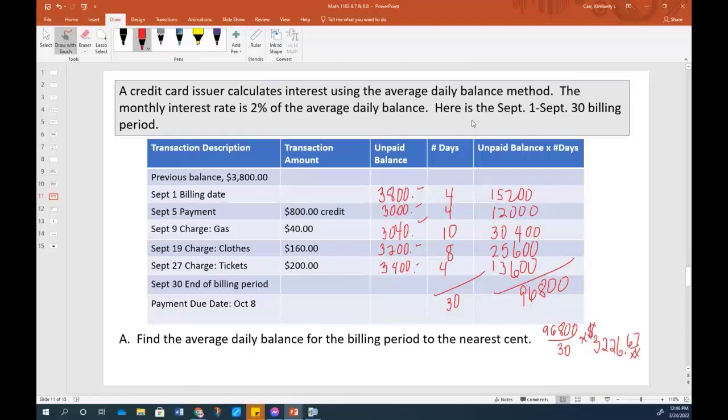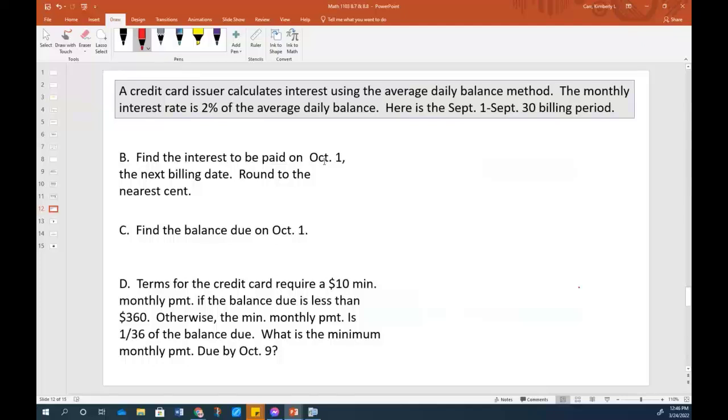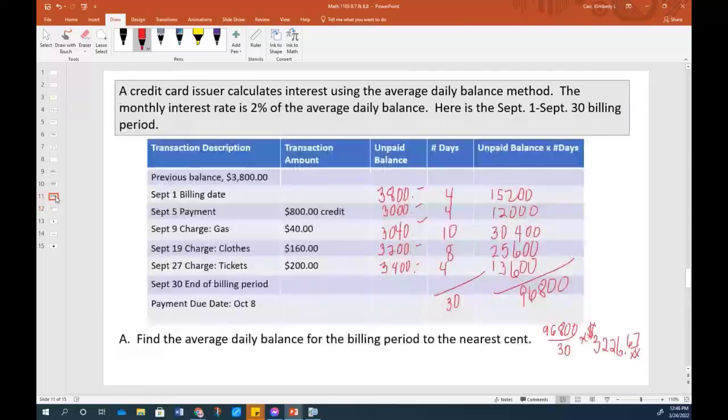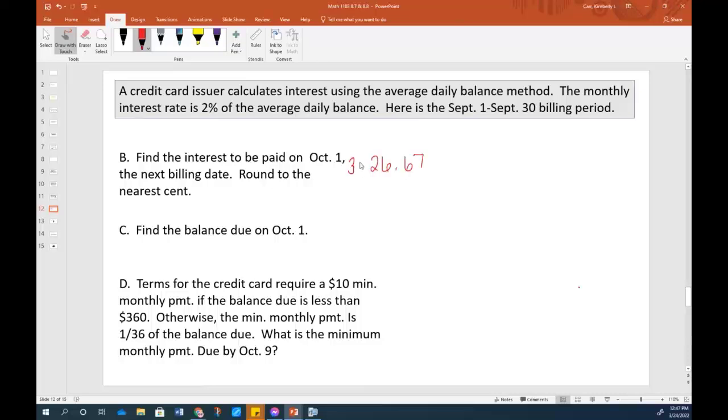Now I may need to come back and look at this page because this problem continues. I couldn't put the chart on there and get it all on the same page. So the next part of this problem says find the interest to be paid on the next billing date. Well, interest is calculated on your average daily balance. It does say it's 2%, so it'll be 2% of the average daily balance. So that is $3,226.67, then it's going to be times the percentage, 2%, so not 20%, so I need another 0 in there.